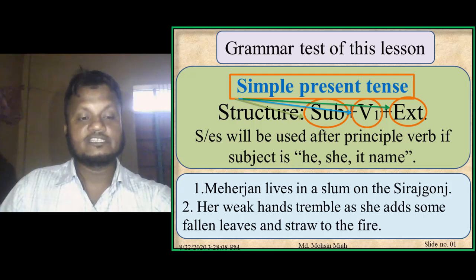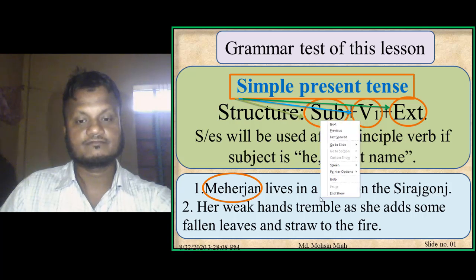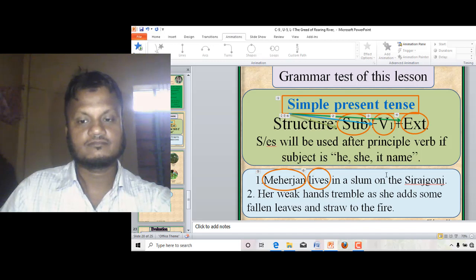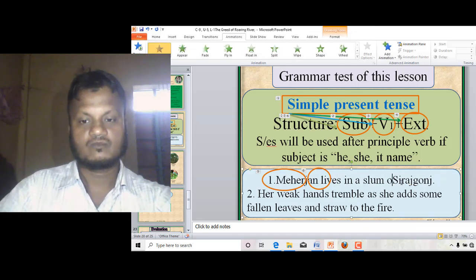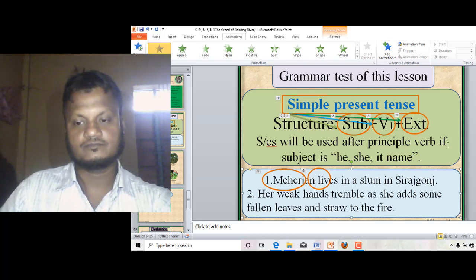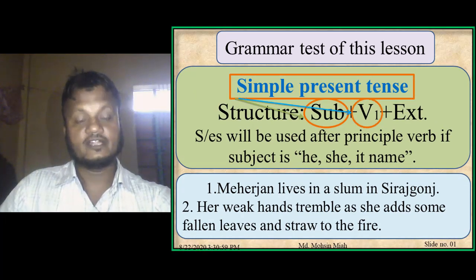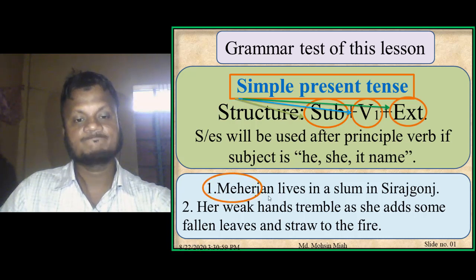Okay. Now one example: Meherjan lives in a slum on the Shirajganj town embankment. Okay, dear learners, now you look at the example. Meherjan lives in a slum in Shirajganj. Here Meherjan is subject and lives is principal verb. Because of subject Meherjan, s has been used after verb. Okay, so this is present indefinite tense.